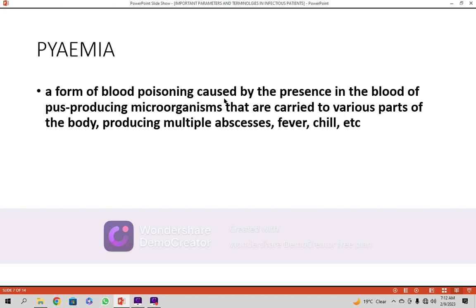It is a form of blood poisoning caused by the presence in the blood of pus-producing microorganisms, which are carried to various parts of the body, producing multiple abscesses. Pyemia occurs, of course, as I already said, beautifully written, as a novel example given in the enteric group of fevers. There is first bacteremia, and then there will be septicemia.